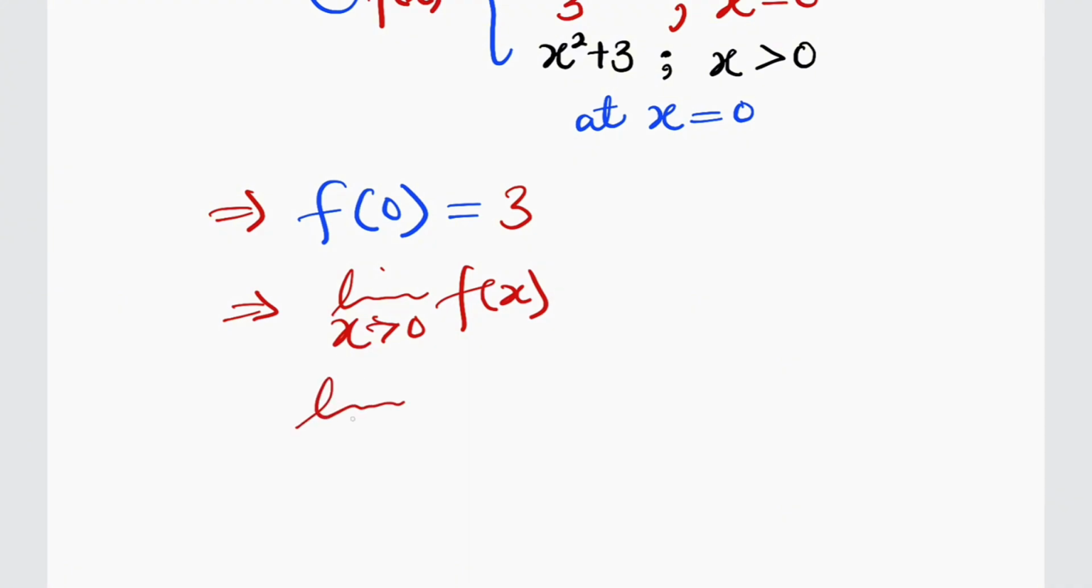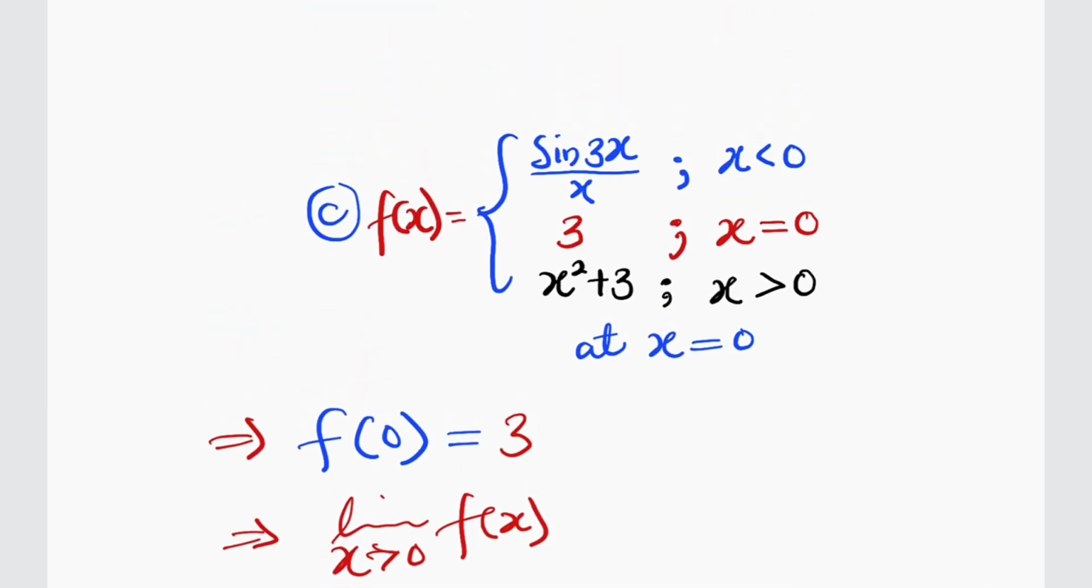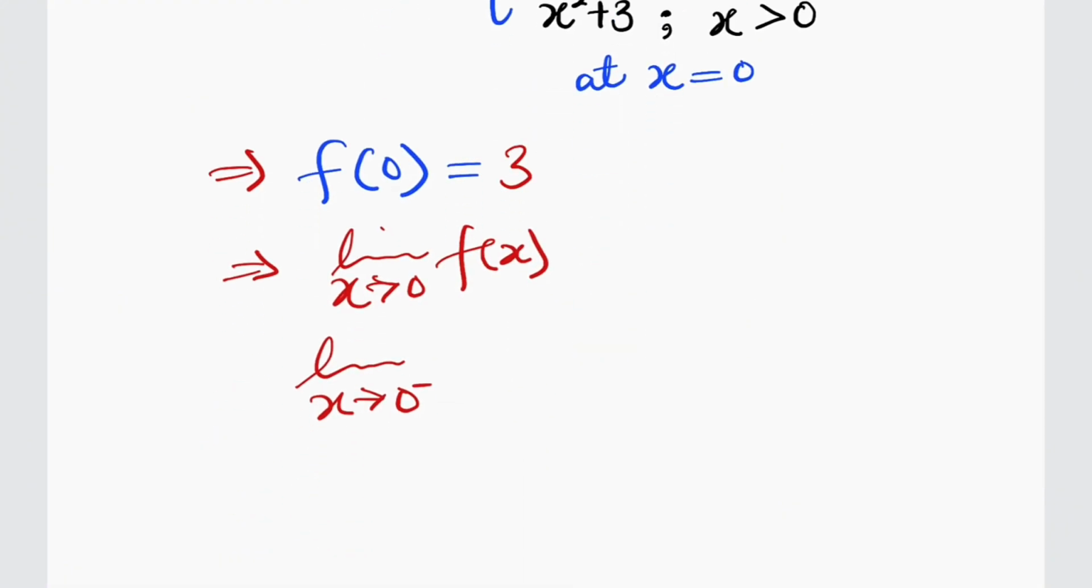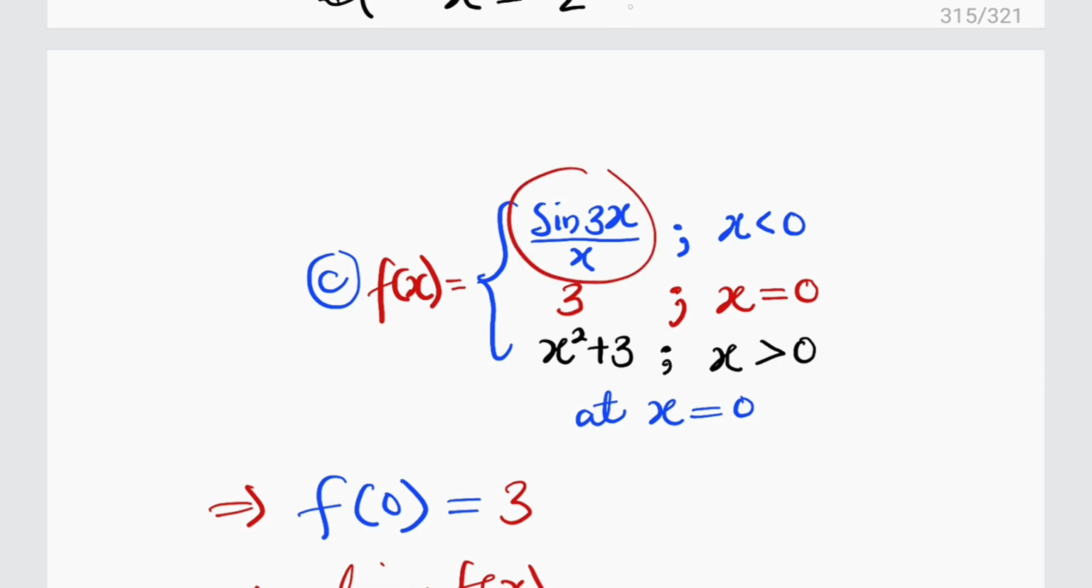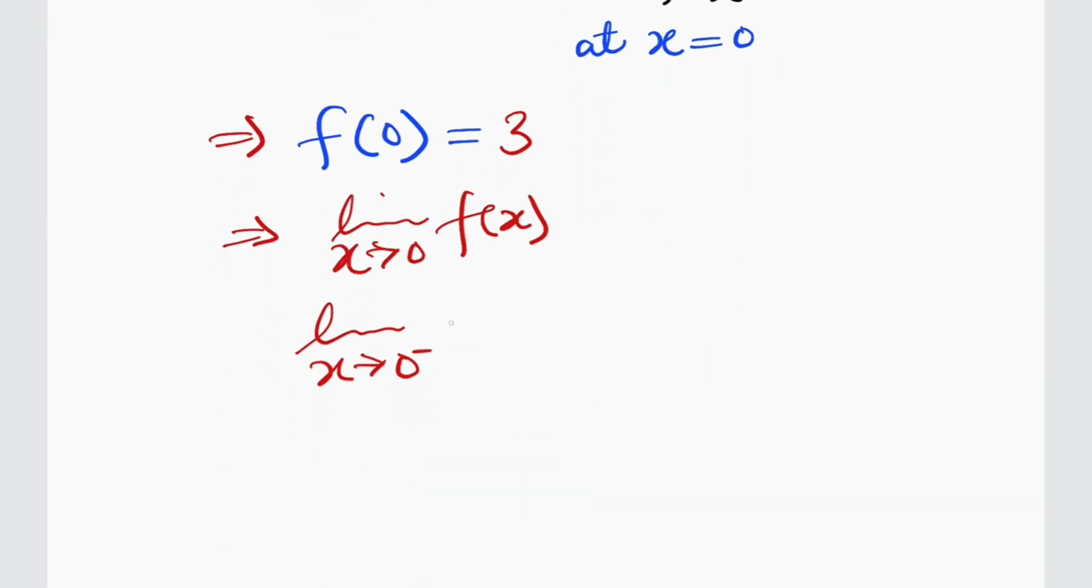So the limit as x approaches 0 from the left hand side, which means what, x is less than 0. So you have to consider where x is less than 0. This is where x is less than 0. So if x is less than 0, we have to use this one, which is sine of 3x divided by x. So we have sine of 3x divided by x.